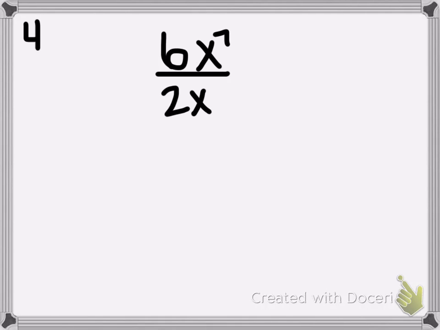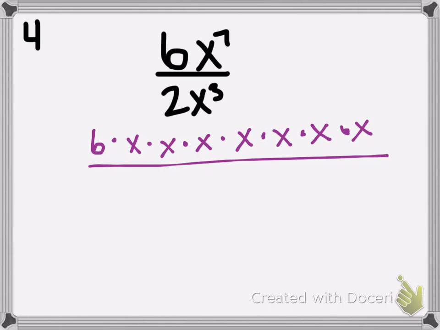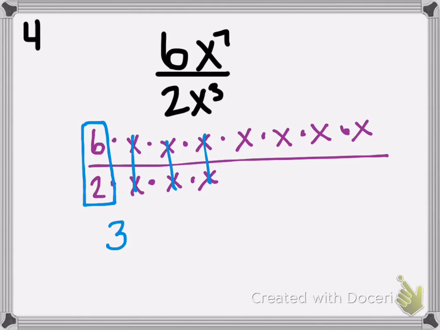Okay, number 4, you are given an expression, 6x to the 7th divided by 2x cubed. And you either got this very, very correct or you got it very, very wrong. So when we use expanded notation on this one, you get 6 times x, x, x, x, x, x, x divided by 2 times x, x, x. This is expanded notation done correctly. 6 divided by 2 is 3. And then these become 1. And you are left with a total of 4. So it is 3x to the 4th.